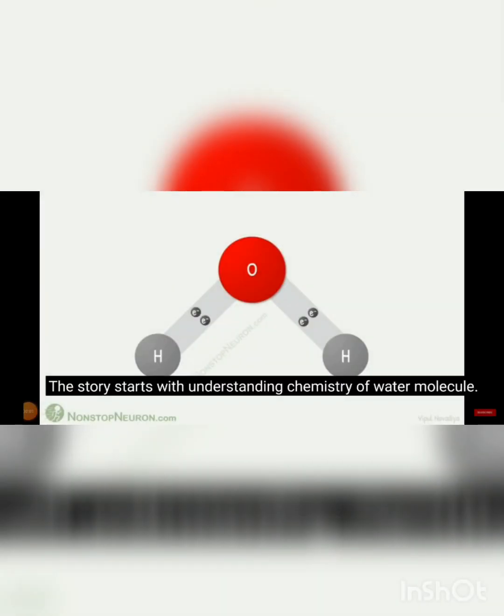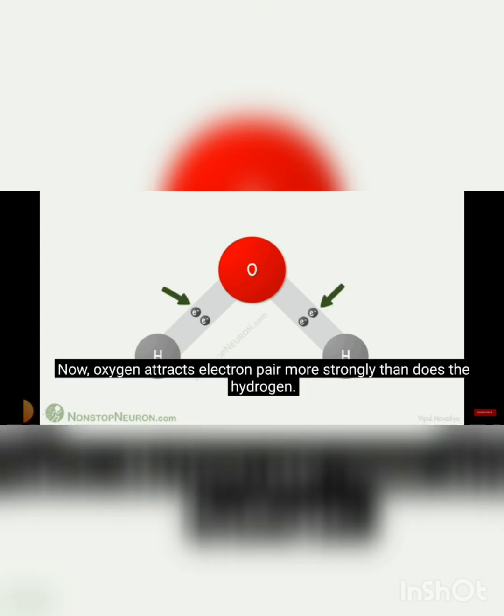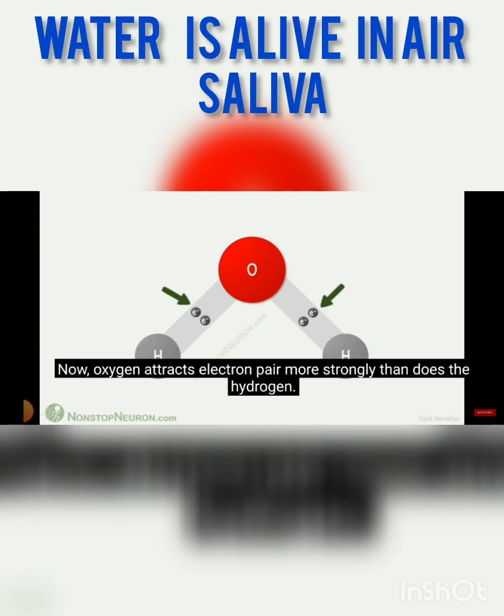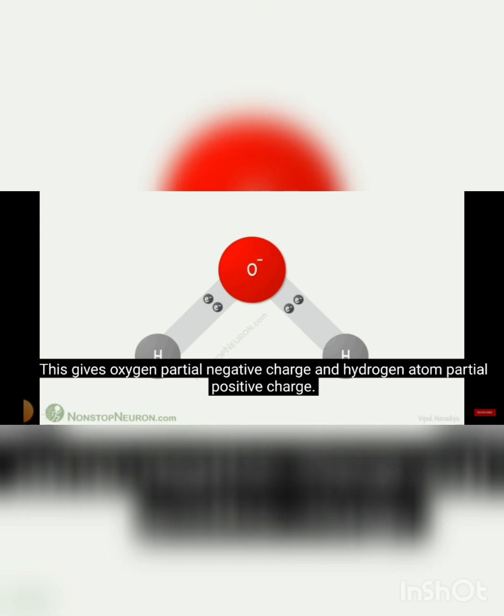The story starts with understanding chemistry of water molecule. In water molecule, one oxygen atom is bound to two hydrogen atoms by covalent bond. Now, oxygen attracts electron pair more strongly than does the hydrogen. So electrons are pulled towards oxygen atom. This gives oxygen partial negative charge and hydrogen atoms partial positive charge.